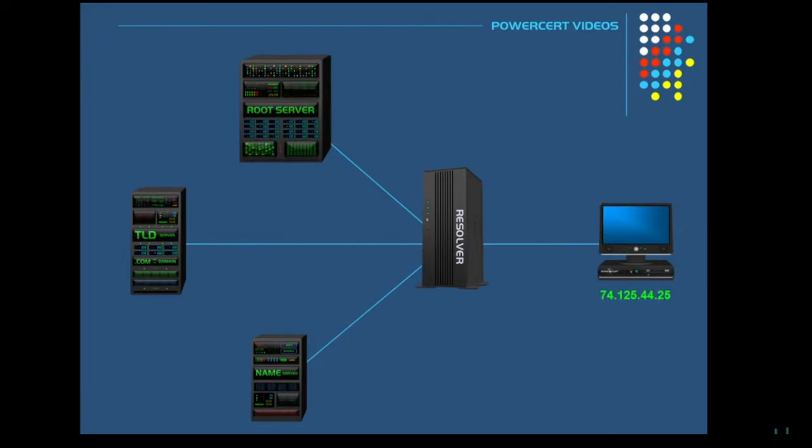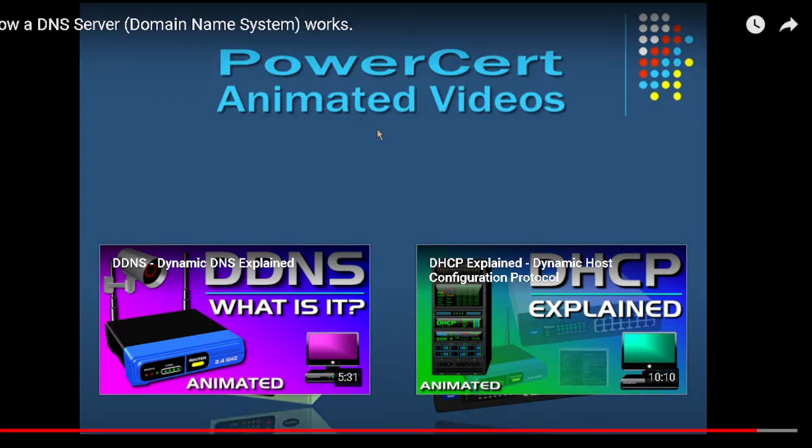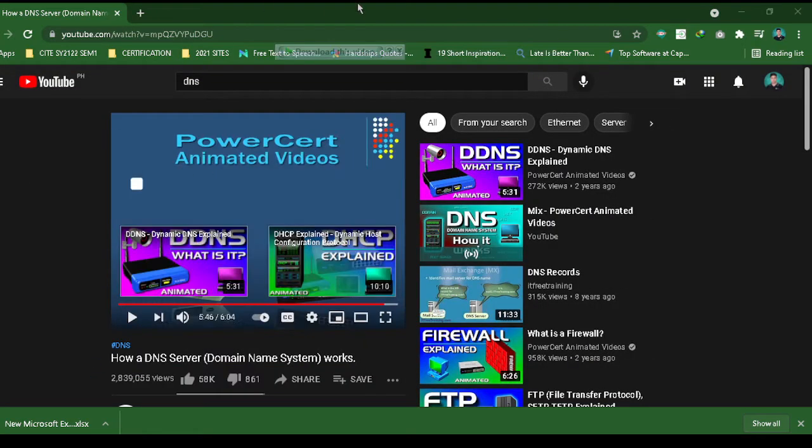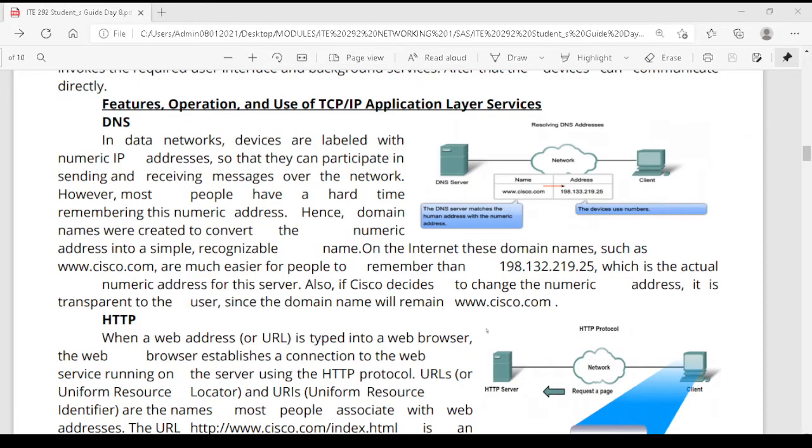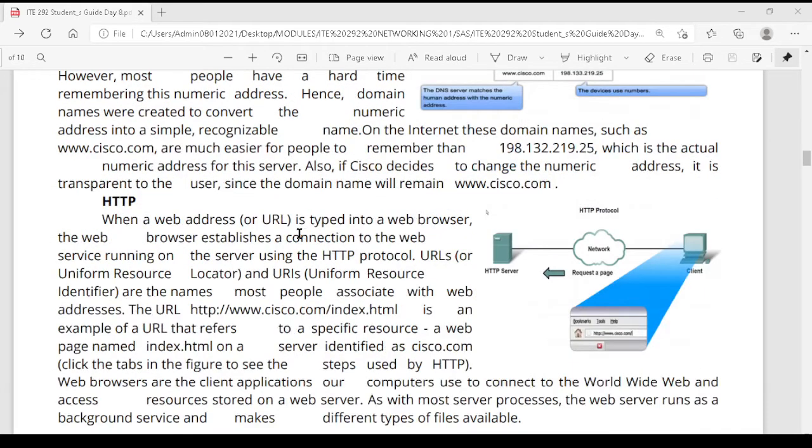It's important to note that once the resolver receives the IP address, it will store it in its cache memory in case it receives another query for yahoo.com, so it doesn't have to go through all those steps again. Alright, so that's how the DNS works in the network.